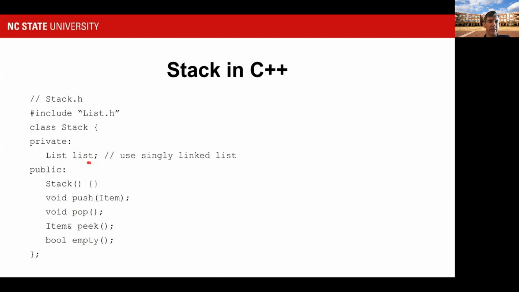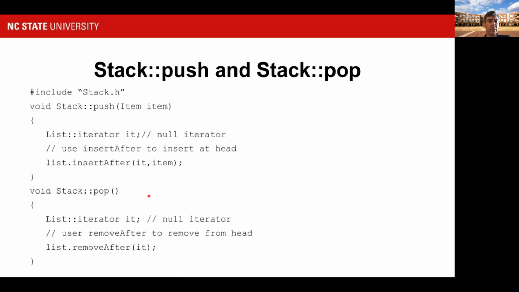And since our list deals with items, then our stack is going to deal with items as well, whatever those items happen to be. Okay, so for the implementation of push, I'm assuming that stack class I just showed you is in some header file, stack.h, and then we implement these functions in a C++ file, and we'll call it stack.cpp. Then what I'm going to do in push is take that item and insert it at the front of my list.